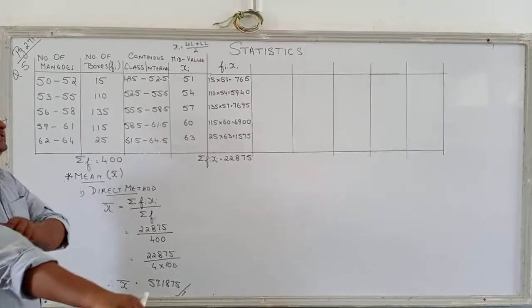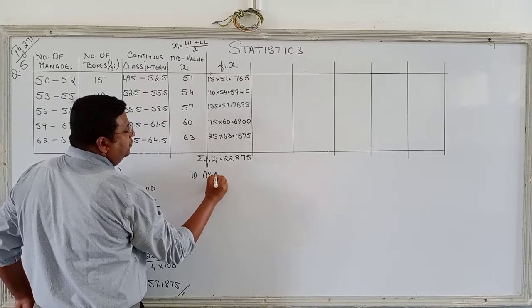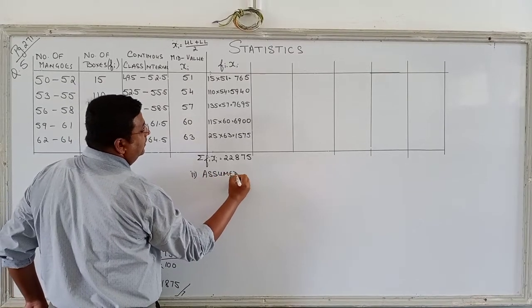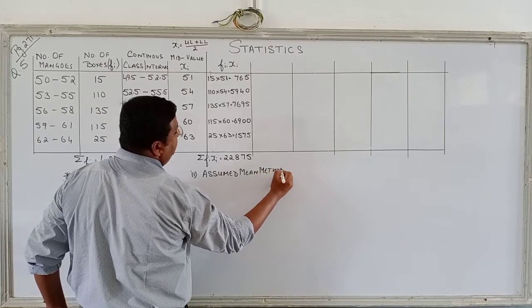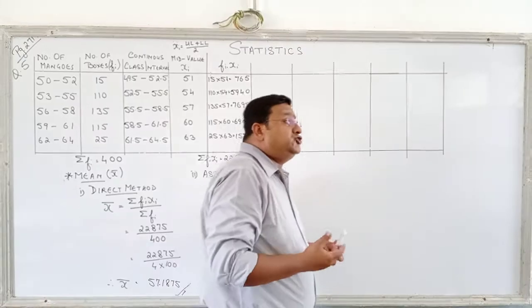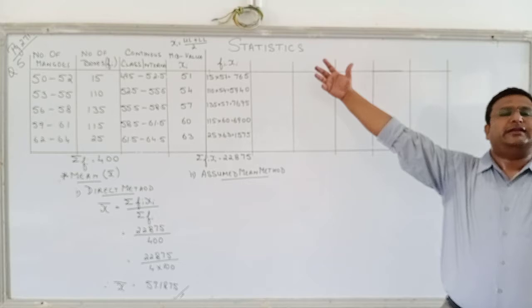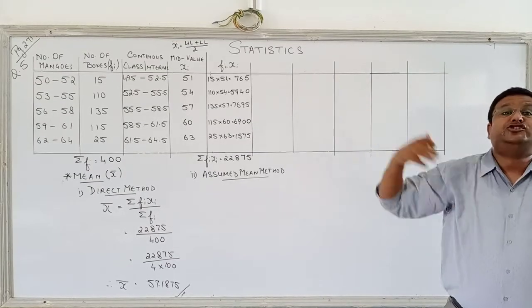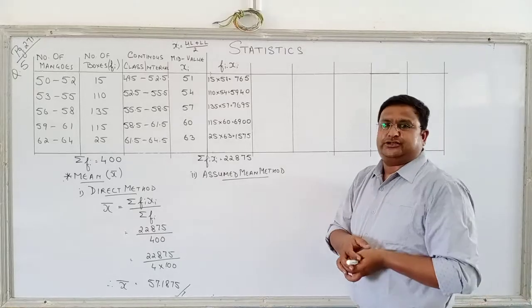Clear? Second method comes: the assumed mean method. Assumed means we assume something, we let. If I were the Prime Minister of India, I am assuming something, correct? But we assume something which is in our reach.